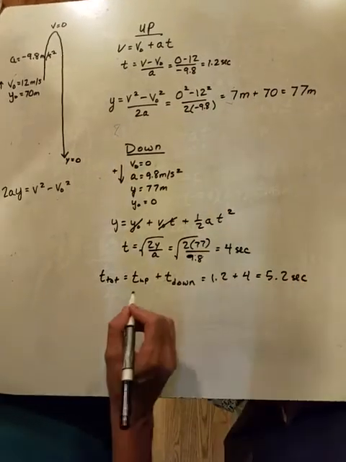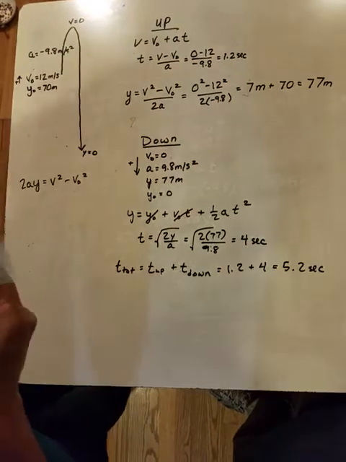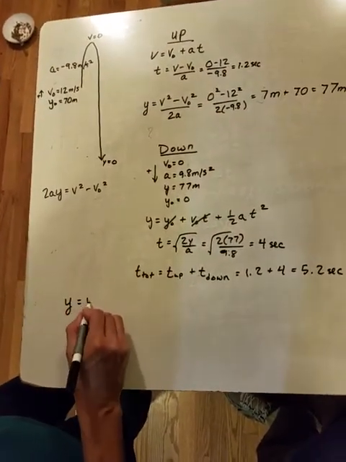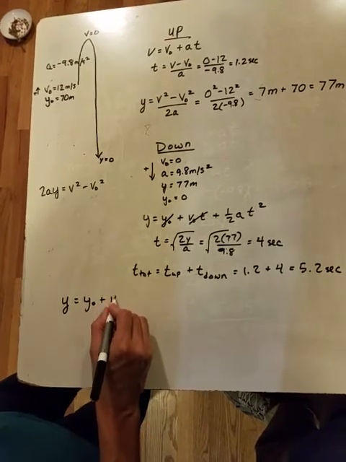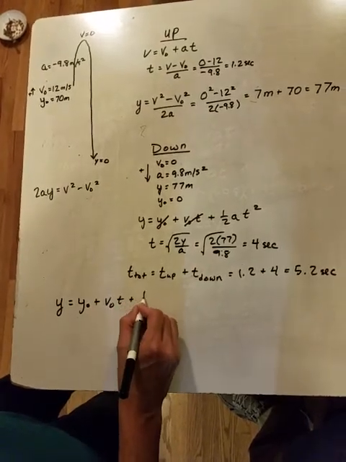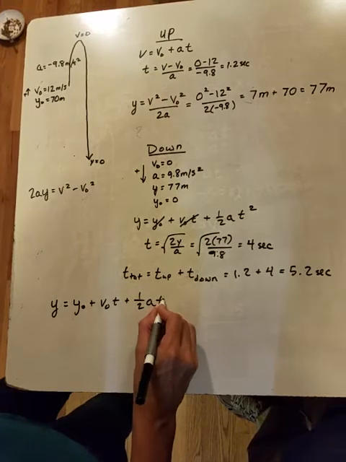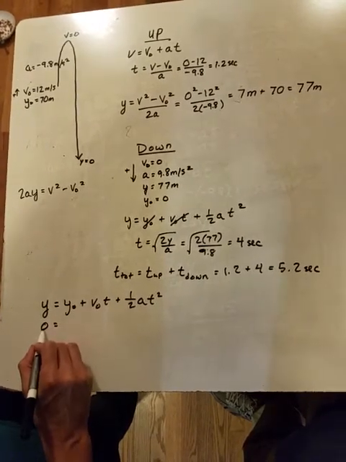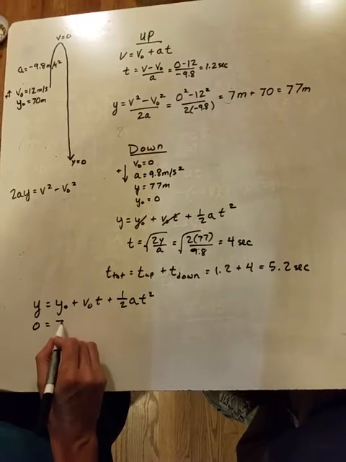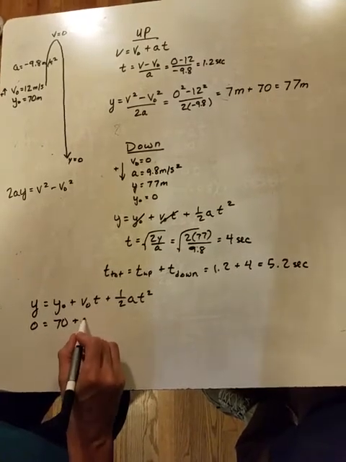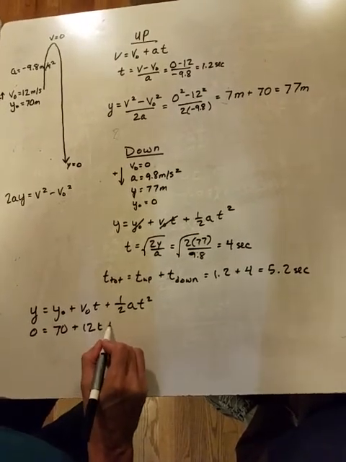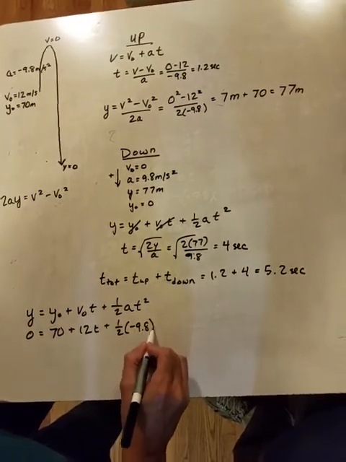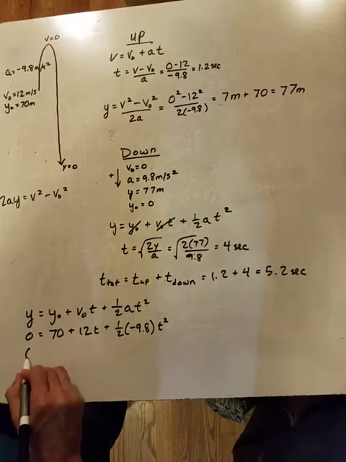All right, now the other way you can do this is using the quadratic formula. We have this equation, y is equal to y0 plus v0t plus 1/2 at squared. Our y is 0. We end up at the ground. Our y0 is 70. Our v0 is 12. And our a is negative 9.8. So rewriting that.